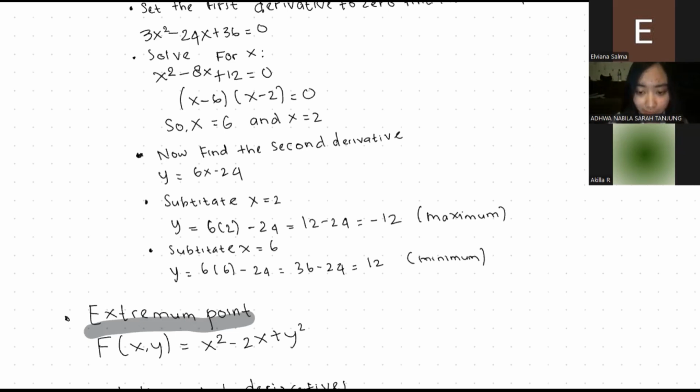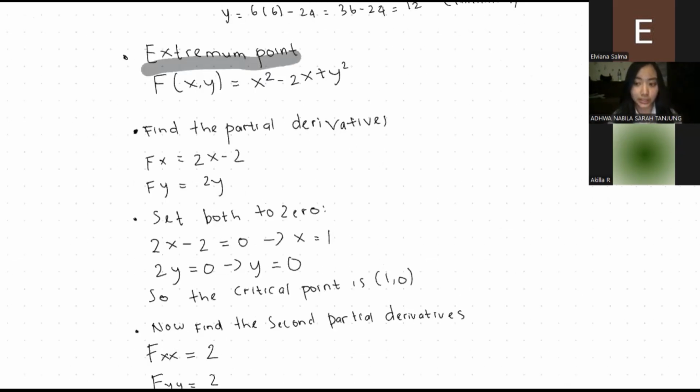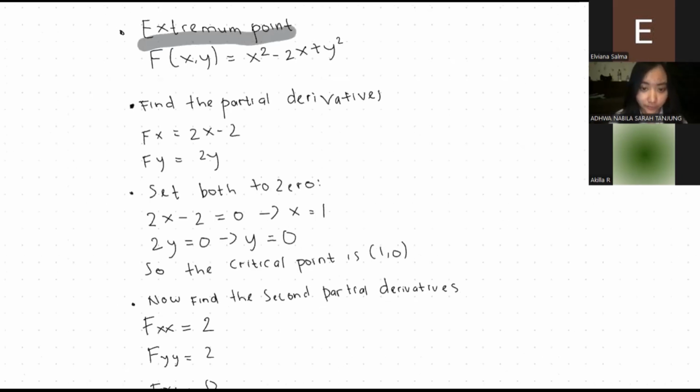Now let us talk about extreme point. Extreme point are where a function reaches a local maximum or minimum. For a function of two variables, we find the critical point by setting both partial derivative to 0 and use the second derivative test with the discriminant. For example, f of x and y equals x squared minus 2x plus y squared.